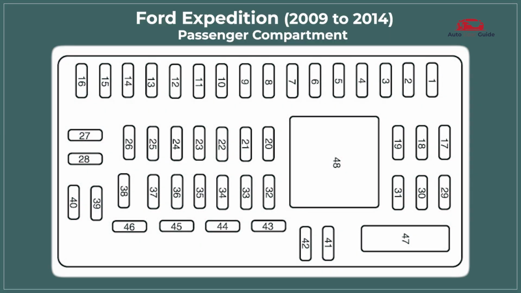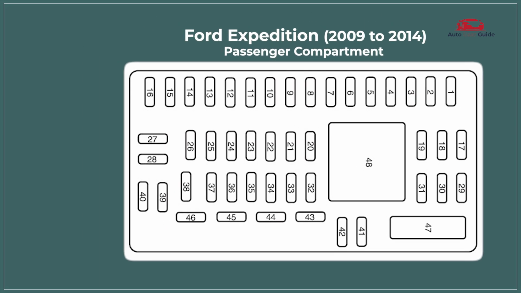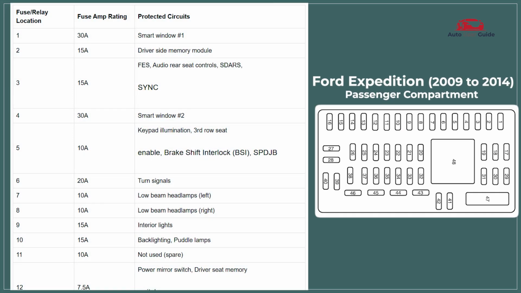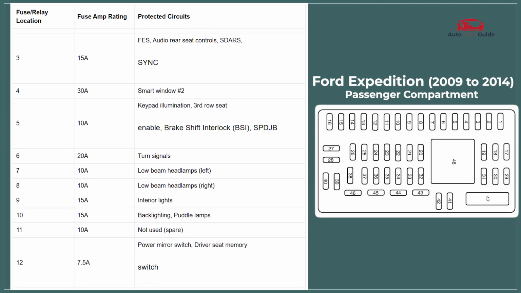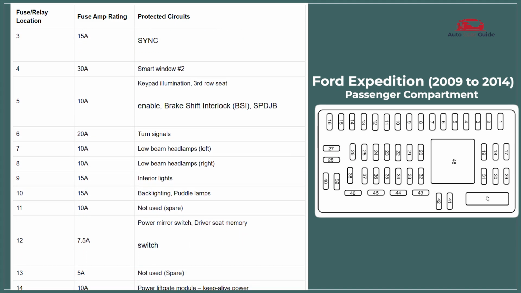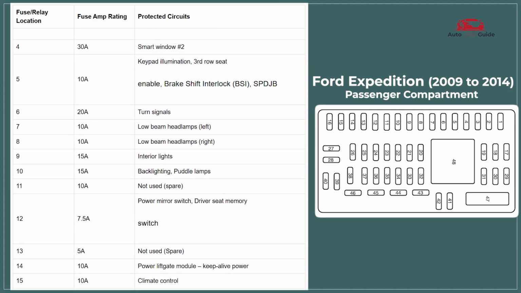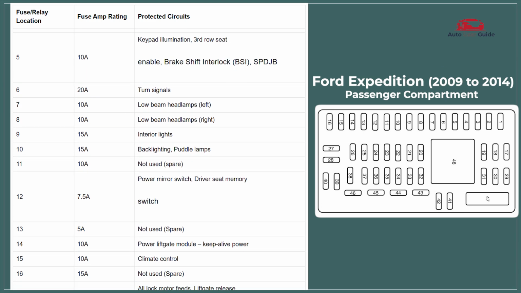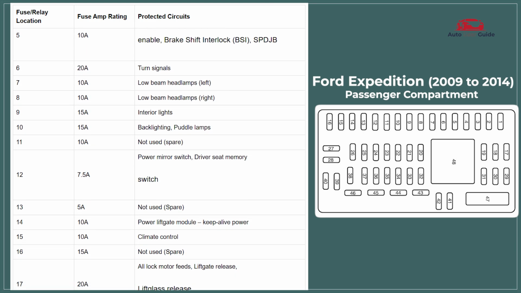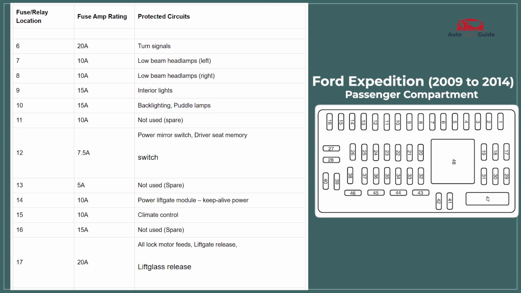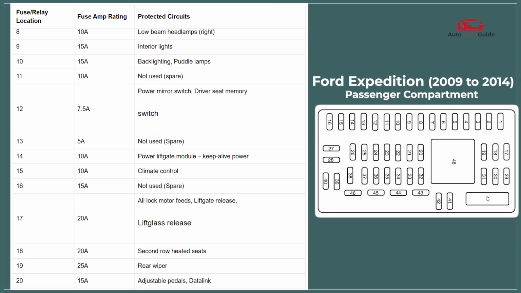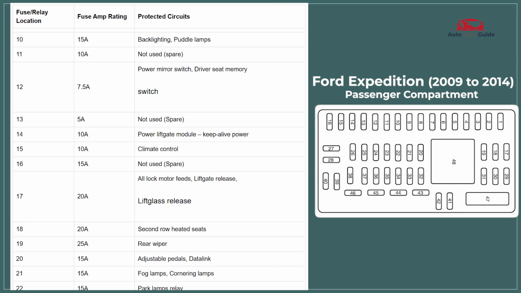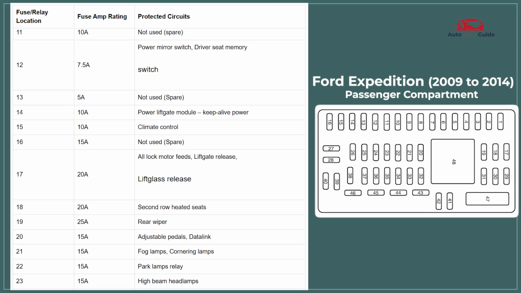The passenger compartment fuse box in the 2009 to 2014 Ford Expedition manages electrical power for interior features like the audio system, power mirrors, climate controls, and smart charging. It includes a combination of mini fuses and relays for efficient circuit protection. The system supports quick identification of faults through labeled fuse assignments. It ensures safe and consistent operation of essential cabin electronics.